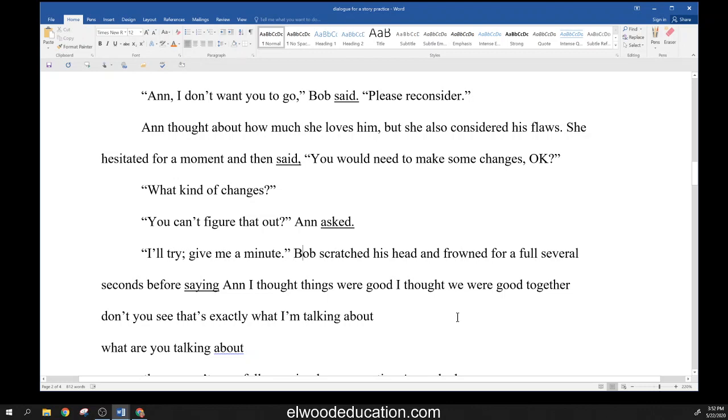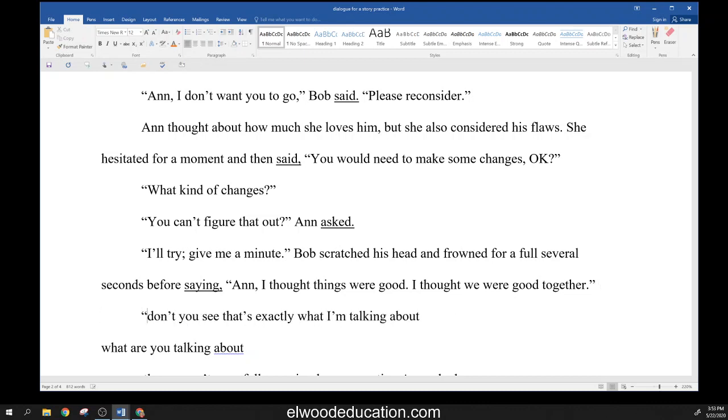Here I have narration. Bob scratched his head and frowned for a full several seconds before saying, so there's the announcement of the speaker. We have a direct address again, so I'm going to put a comma there. Anne, I thought things were good, period. I thought we were good together. And we ended that quote. Now we have a new speaker again. So this is Anne saying, "Don't you see?" Question mark. That's exactly what I'm talking about. Period. And end quotation mark.